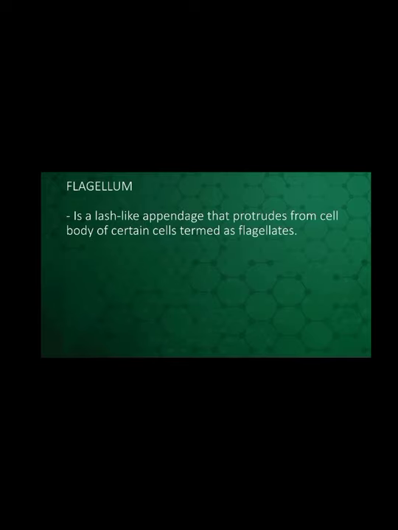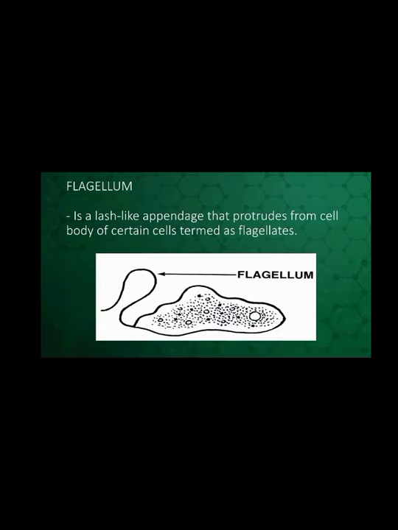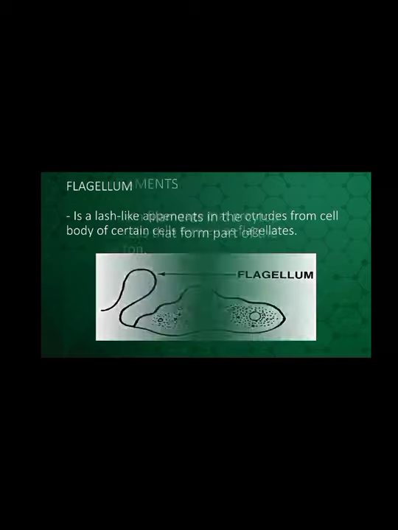The next one is the flagellum. It's a lash-like appendage that protrudes from the cell body of certain cells termed flagellates. The primary function of a flagellum is locomotion, but it also often functions as a sensory organelle, being sensitive to chemicals and temperature outside the cell.